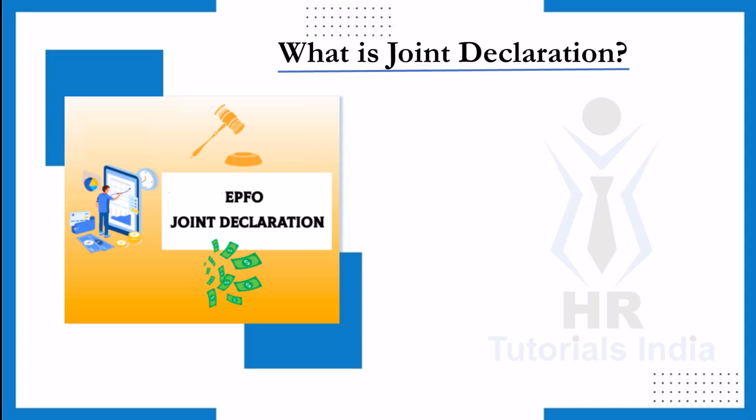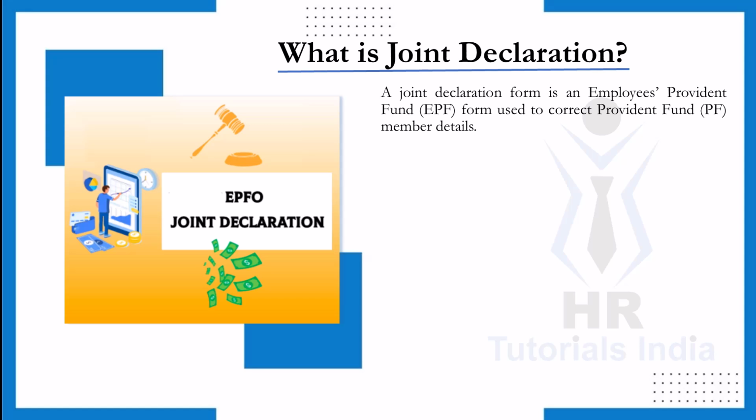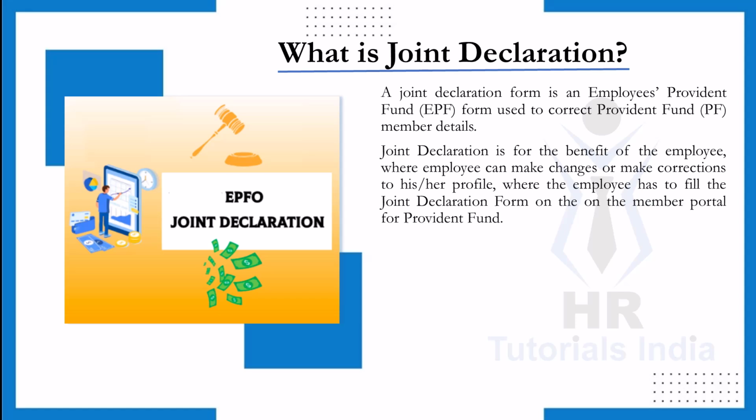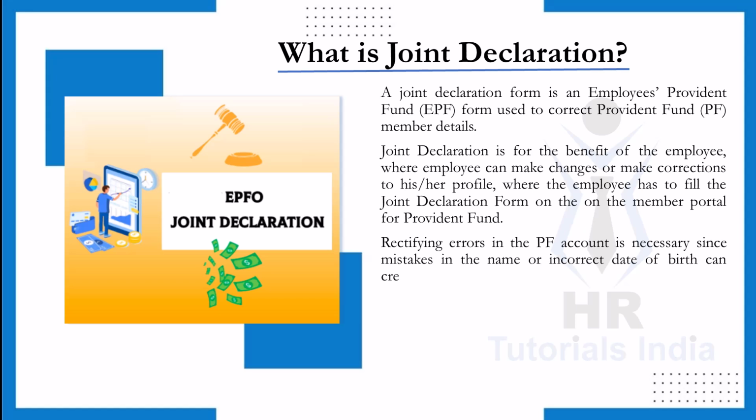What is joint declaration? Before getting into the video, let us understand what exactly joint declaration is. A joint declaration form is an Employees Provident Fund EPF form used to correct EPF, that is nothing but Provident Fund member details. Joint declaration is for the benefit of the employees, where the employee can make changes or corrections to his or her profile, where the employee has to fill the joint declaration form on the member portal for Provident Fund. Rectifying errors in the PF account is necessary, since mistakes in the name or incorrect date of birth can create problems during PF withdrawal.